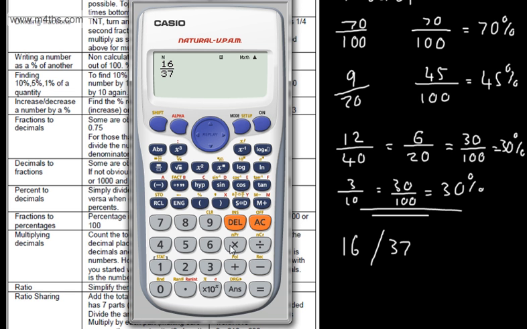16 over 37 times by 100, and that will do it. So 16 of 37. This is essentially all we've done here. So that's going to give me 43.2%, and that is correct to 1 decimal place. So if I wanted, let's say I got 23 in the test out of 60, and I wanted to know what percentage that was, the answer is going to be 39% to the nearest 1%.